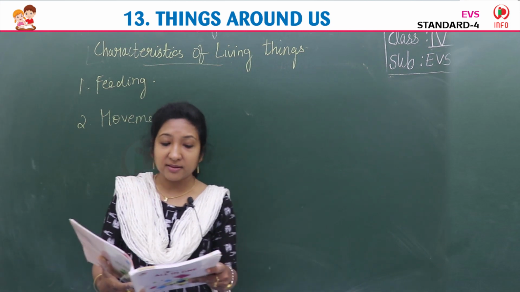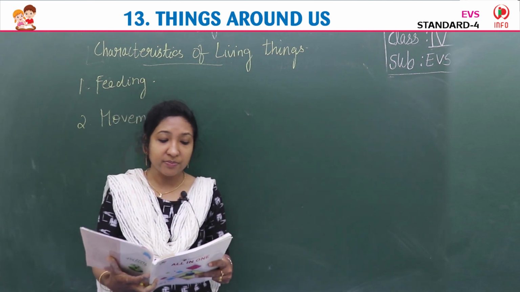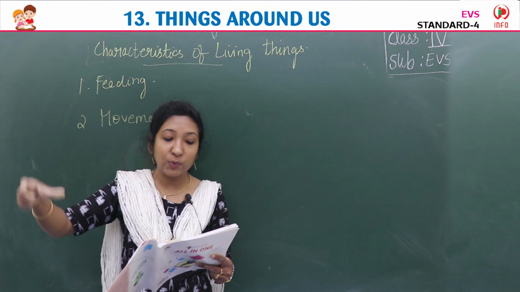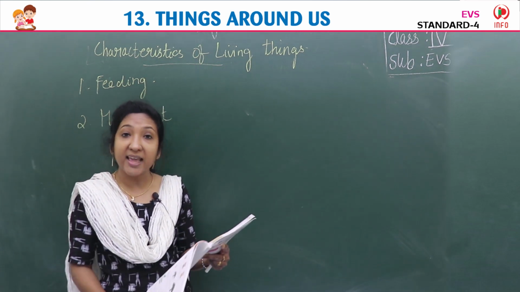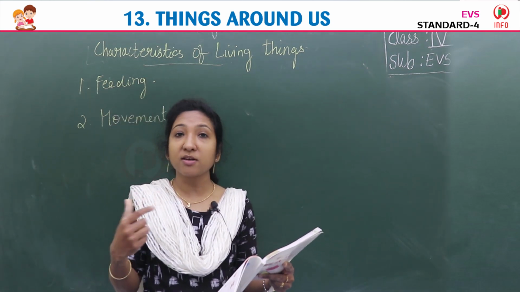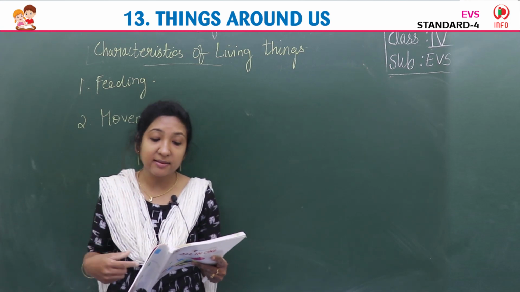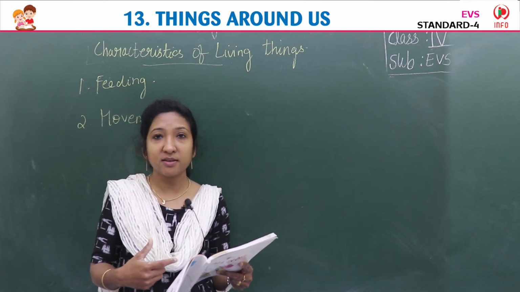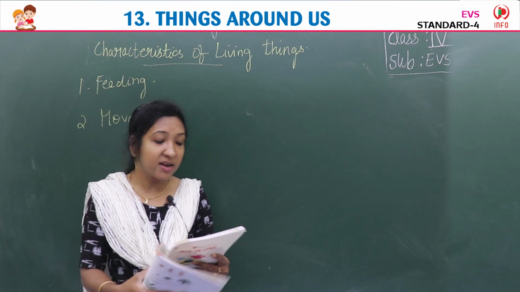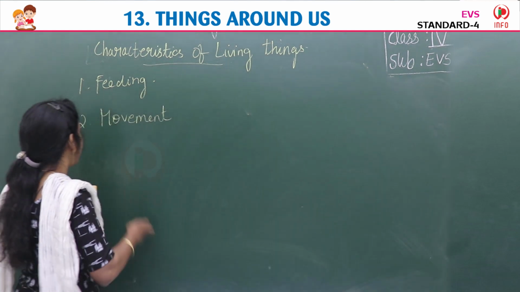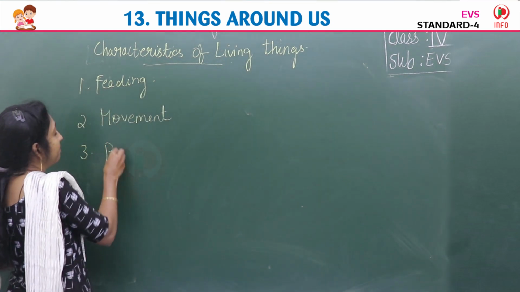Example, dog gaits means what? The manner of walking, moving, that are called gaits. Dog runs, they walk, isn't it? Bird flies, a child moves. Okay. Now third one is breathing or respiration, we say.